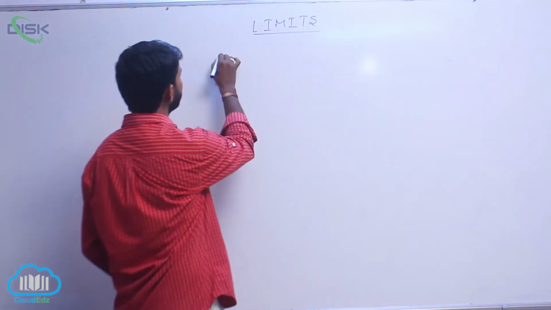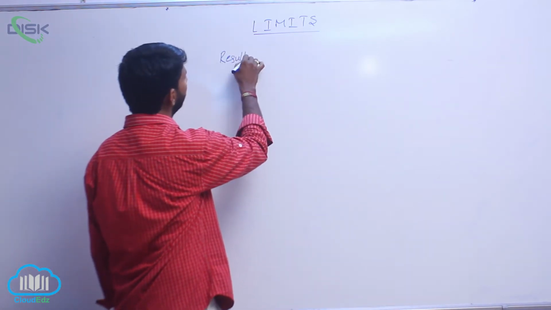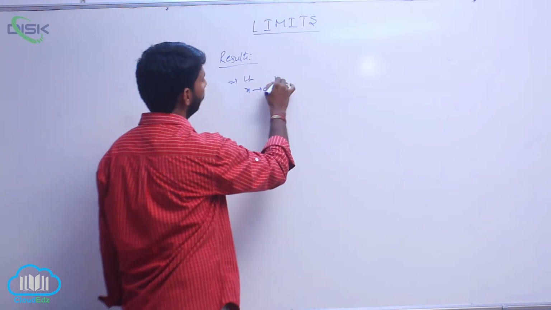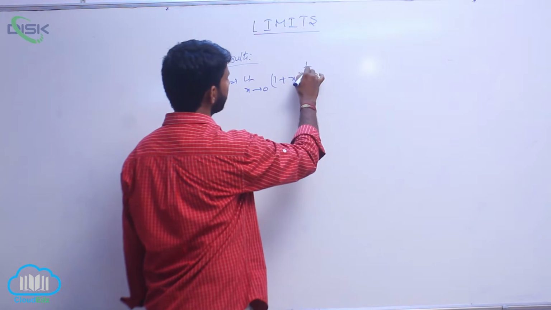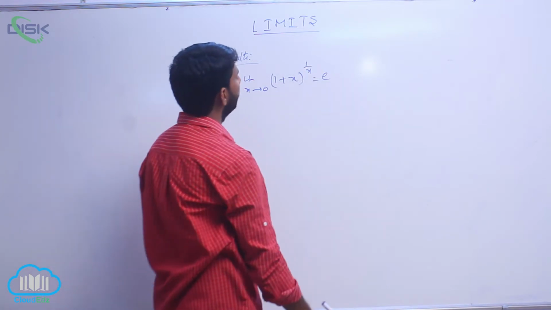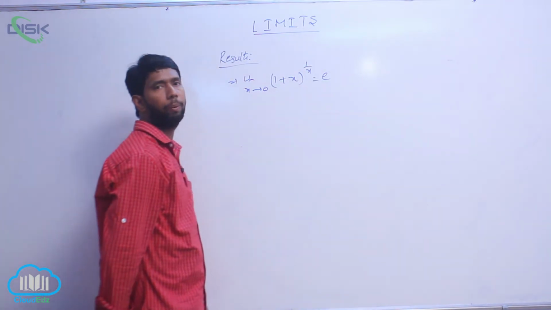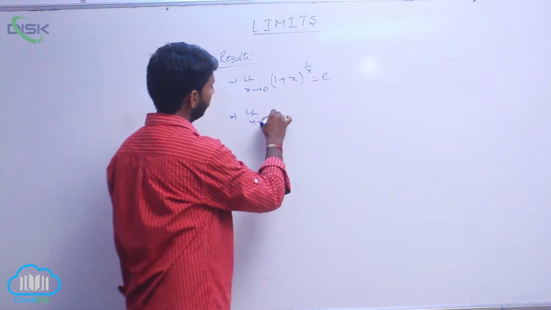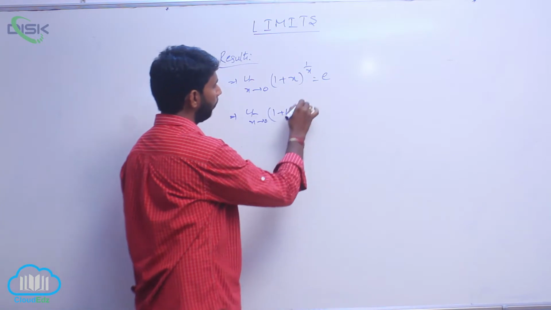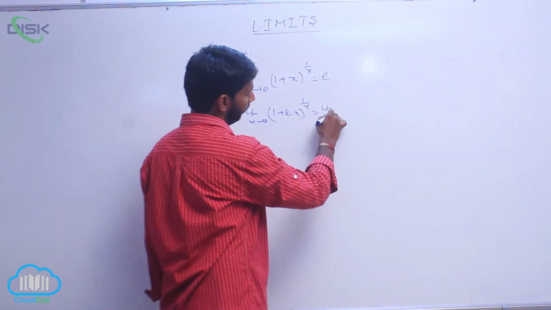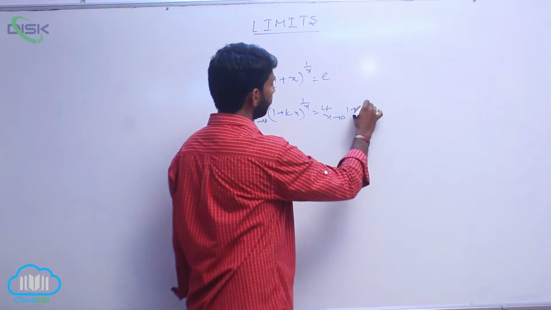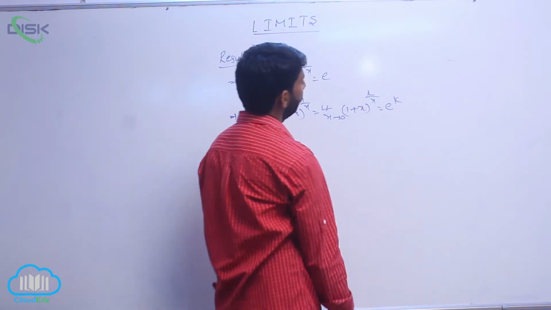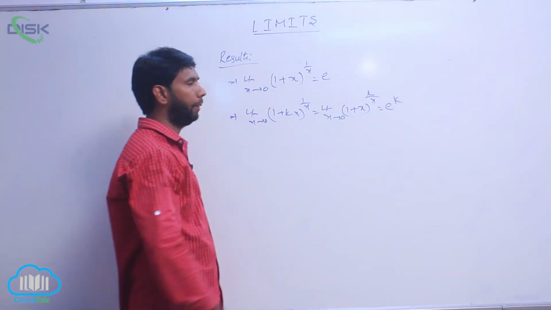And next one, go to results. Limit x tends to 0, 1 plus x whole power 1 by x is equal to e. And limit x tends to 0, 1 plus kx whole power 1 by x is equal to limit x tends to 0, 1 plus x whole power k by x, which is equal to e power k.